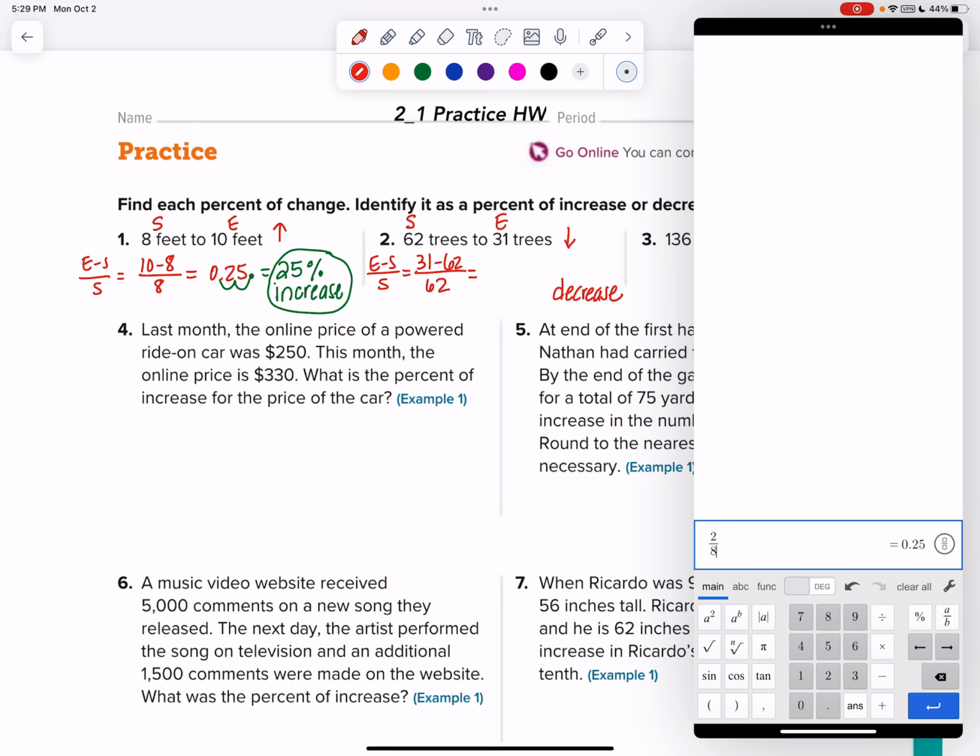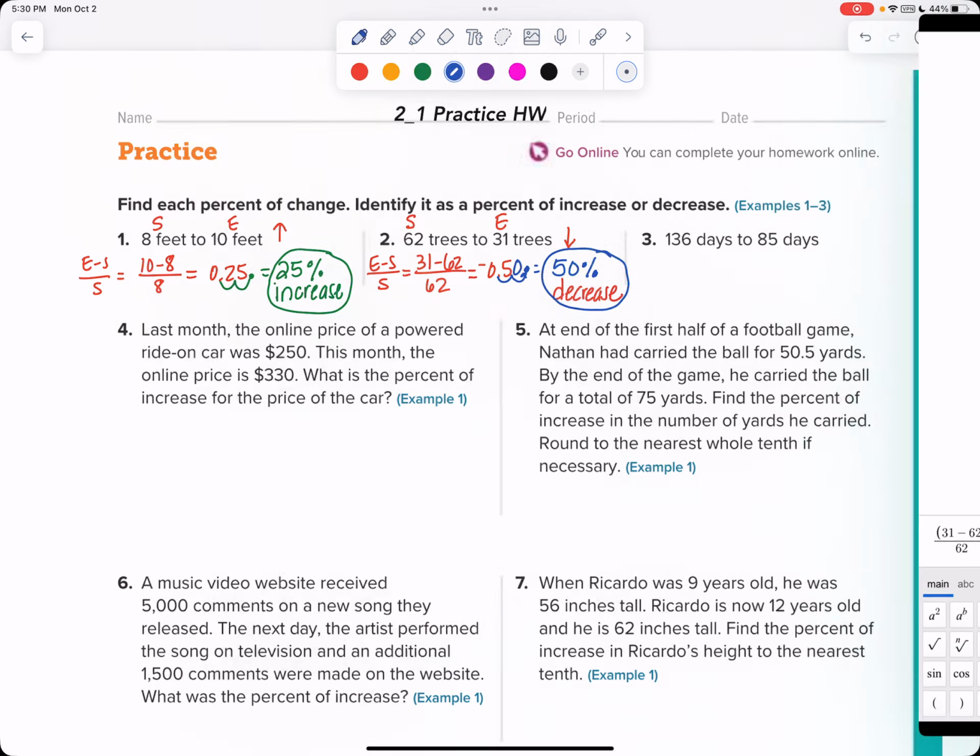Let's go ahead and calculate this. We're going to get a negative. So 31 minus 62 divided by 62, and we get negative 0.5. I'm going to go to a different color. This is just my decimal, remember, so I need to swoop, times by 100. And I end up with negative 50%. We know that that means 50% decrease. Okay, all right.